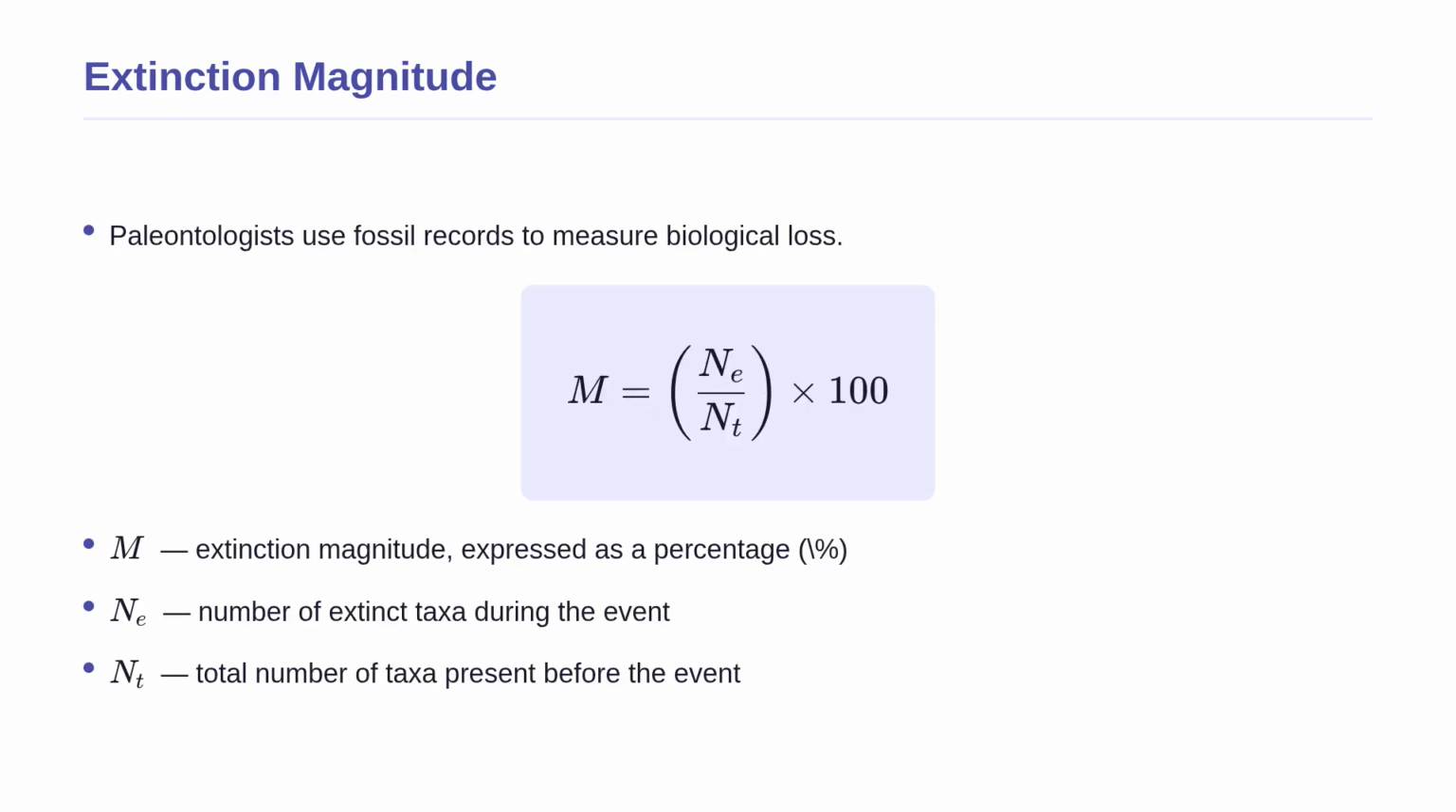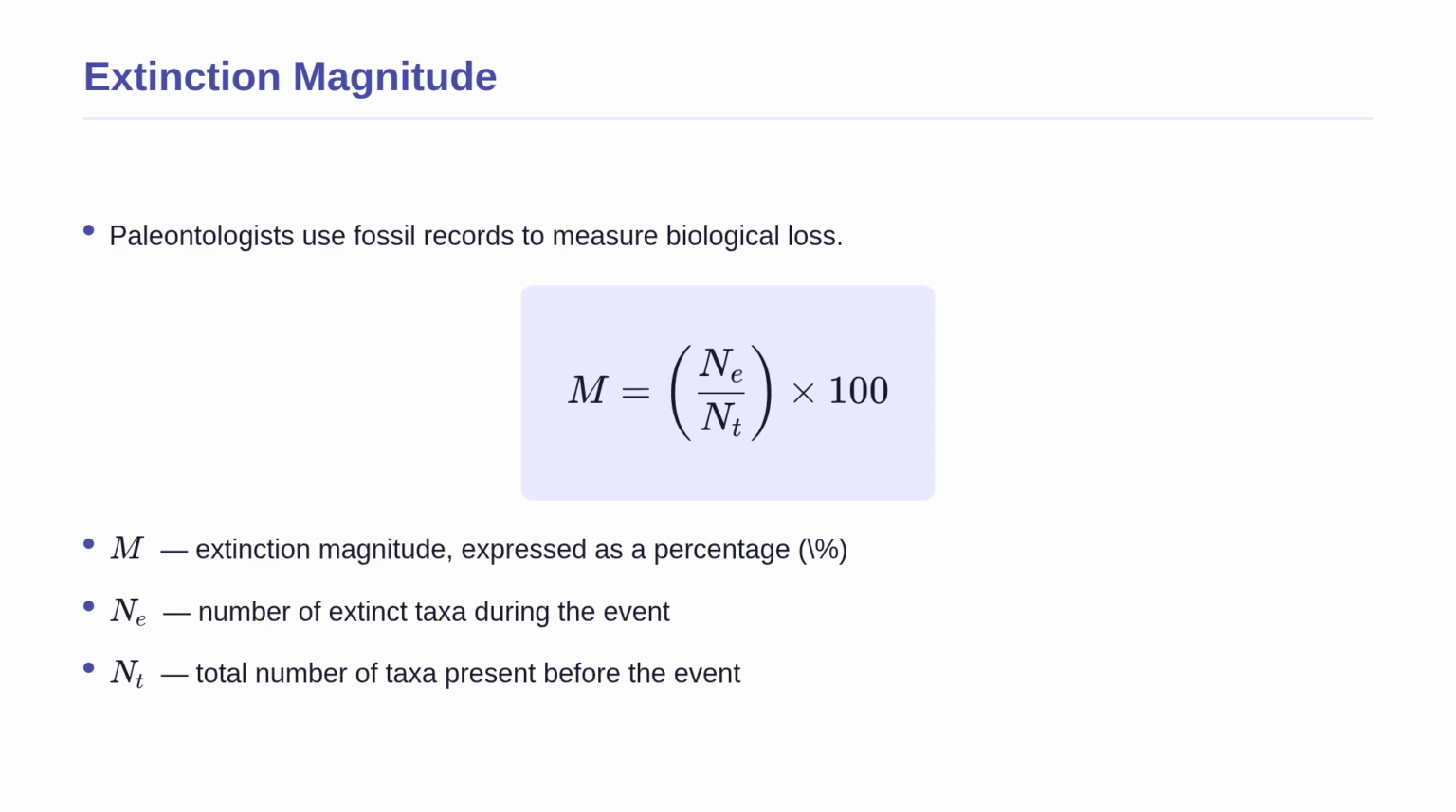Now that we understand how the food webs collapsed, let us look at how scientists actually measure this biological loss. In evolutionary biology, we use a quantitative approach to objectively compare mass extinctions. We calculate the extinction magnitude using this formula. M equals n sub e divided by n sub t, all multiplied by 100.